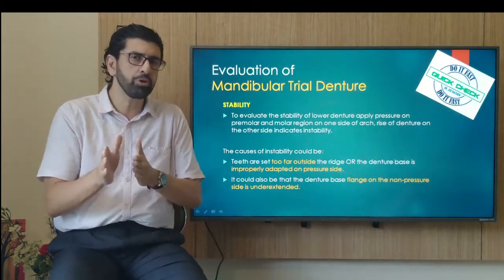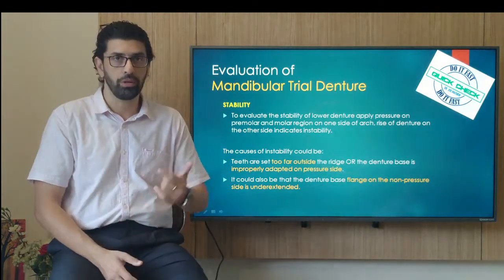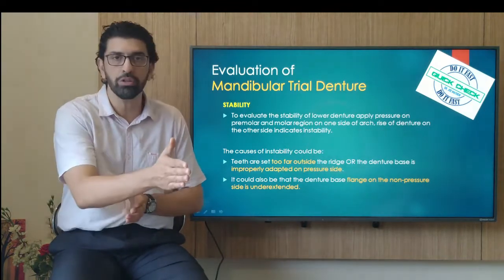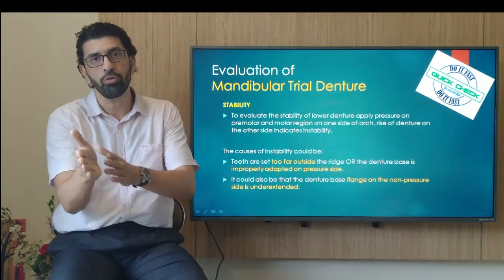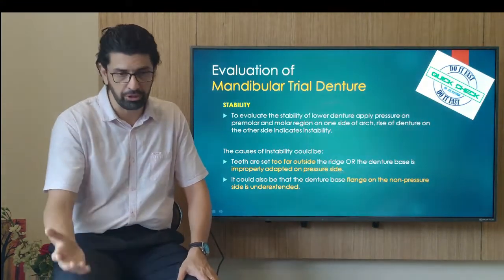But I'm presuming that the flange extensions and things like that would have been checked by you during the jaw relation. Here, my focus would be on the teeth arrangement. Did I arrange it on the crest of the ridge? Did I go far off, buccally? And is that causing the tipping or the instability of my denture base?